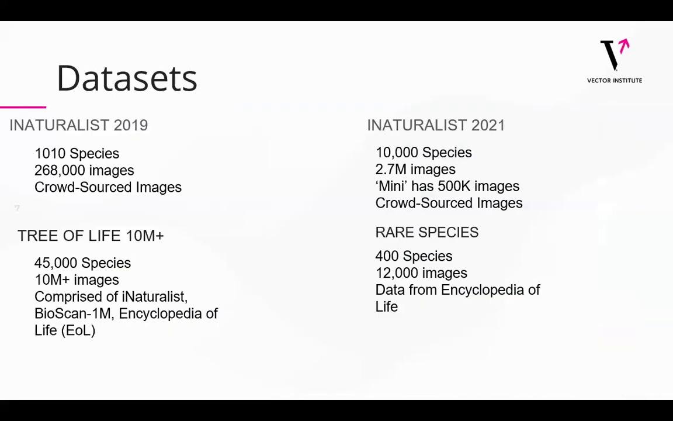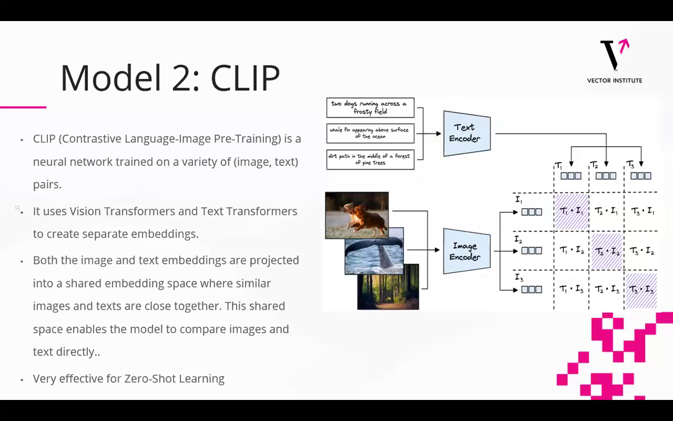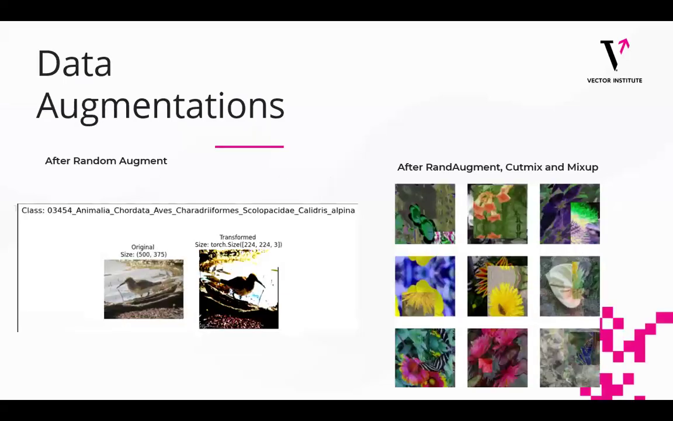And so I evaluated Hiera on both the iNaturalist 2019 and the iNaturalist 2021 datasets. iNaturalist 2019 had 1,010 species and 2021 had 10,000 species. So I had a very interesting challenge of being able to work these really huge datasets into my work. The other model I used was CLIP. I'm not going to go over CLIP that much, but it is super interesting, so I'd really recommend checking it out. I did put a bunch of data augmentations on Hiera.